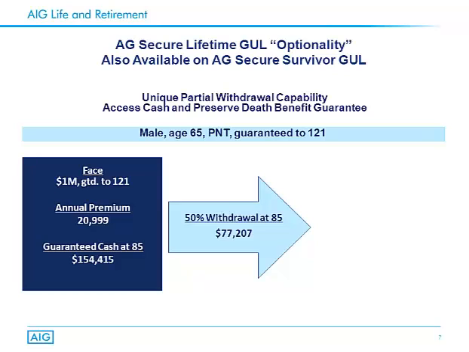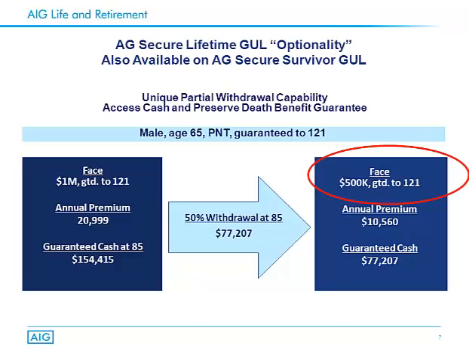So they take half of the $150,000, which is roughly $75,000, $77,000 to be exact, and they put it in their pocket. What's the result of that guaranteed withdrawal? Well, most times in a GUL contract, if you take any of the money out of it, it blows up the policy. So this is really cool the way this works.